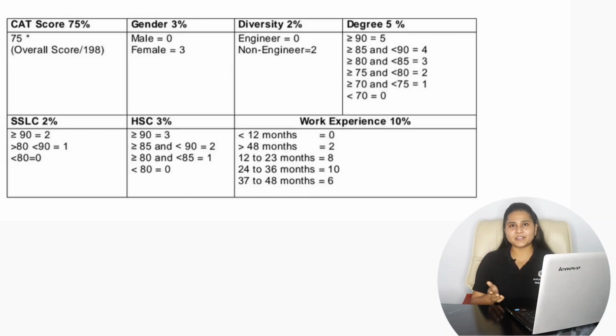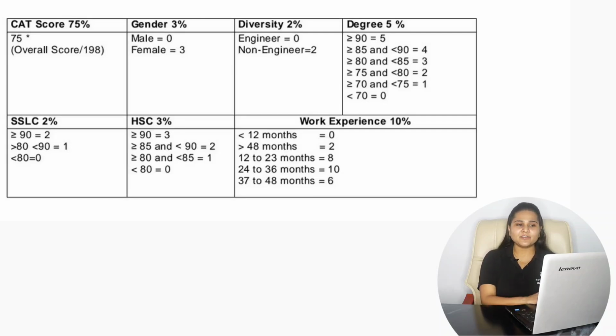According to your range of marks, there is an application rating score. Like if your marks are above 90, for that there is 5. If it is between 85 and 90, for that there is 4. In this way you can calculate your rating score for graduation. Then there is 2% weightage for class 10. In a similar way, if your marks are above 90 in the 10th, for that there are 2. If it is between 80 and 90, for that there is 1.